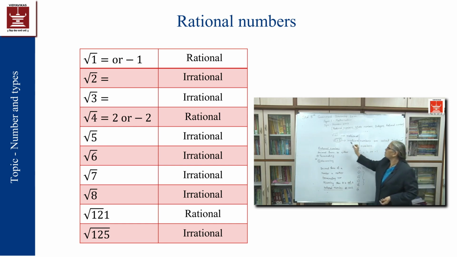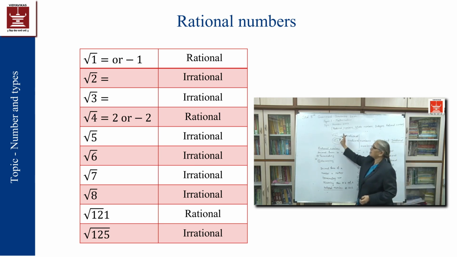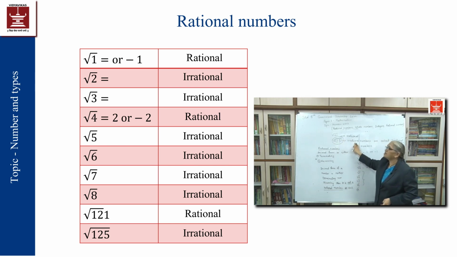So, square root of 125 is irrational. Number 125 is rational because 125 is an integer. Every integer is rational, but the square root of 125 is irrational. Don't get confused. If the number inside the square root sign is not a perfect square, then the whole square root is going to be irrational.